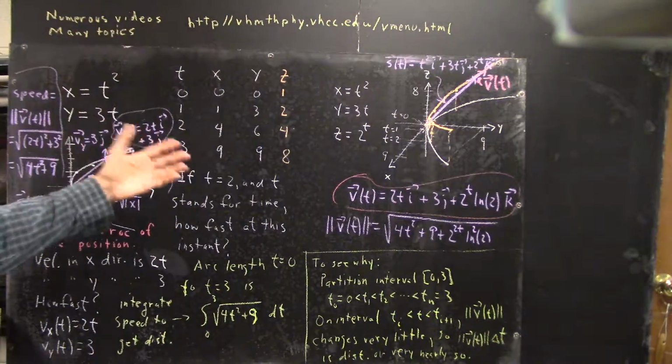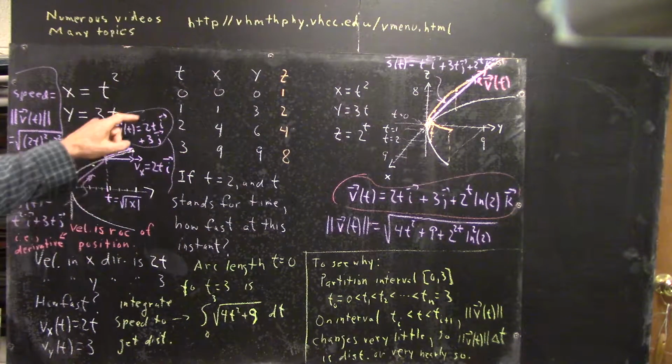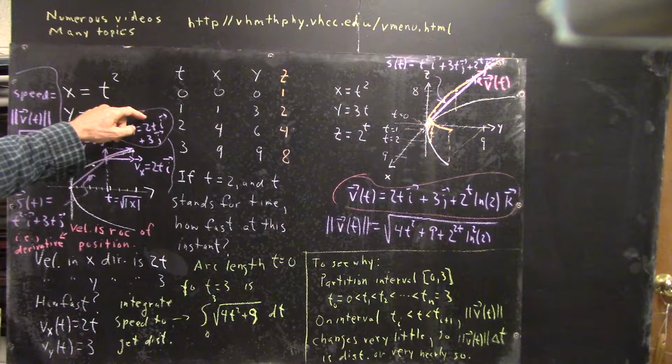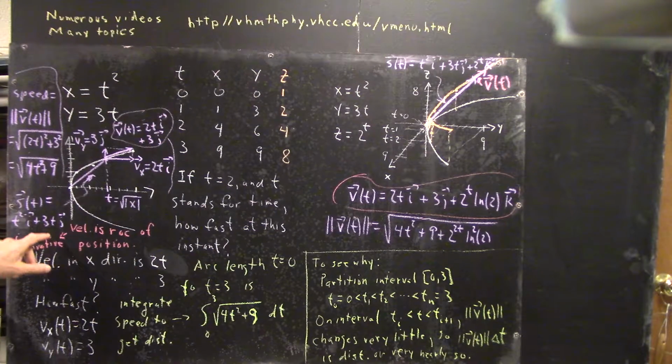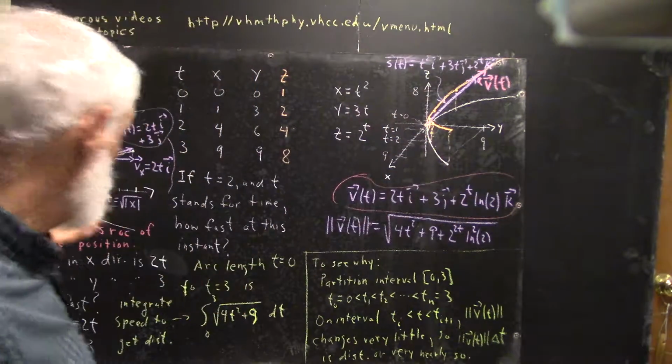We did it over here. We said that the derivative of t squared i plus 3t j was 2t i plus 3j. That's because the derivative of t squared is 2t, and the t squared was times i, so the 2t is times i. And the derivative of 3t is 3, and that's times j, giving us a 3j up here. Same thing here. With the i and the j, it's just the same as it was before.